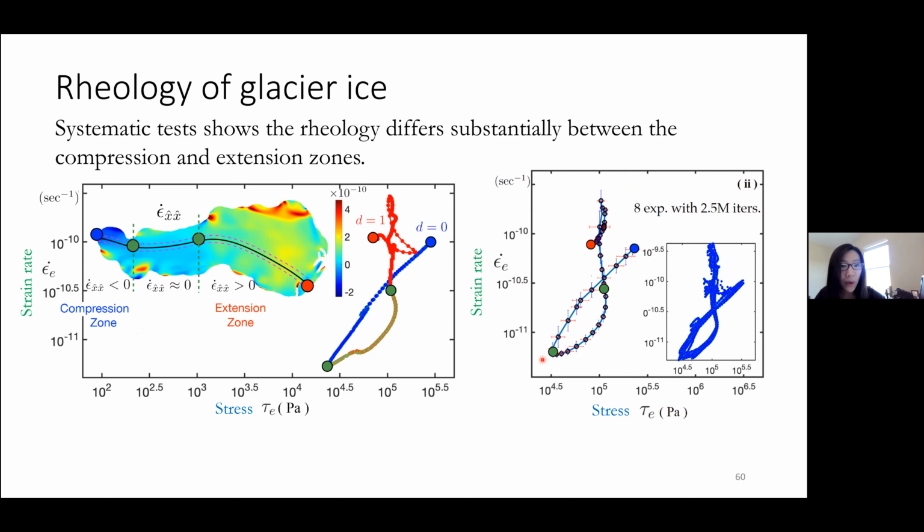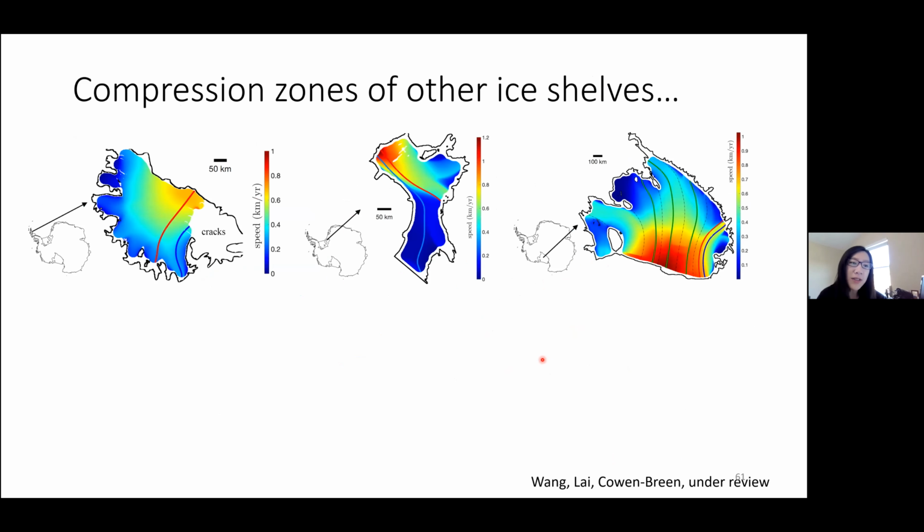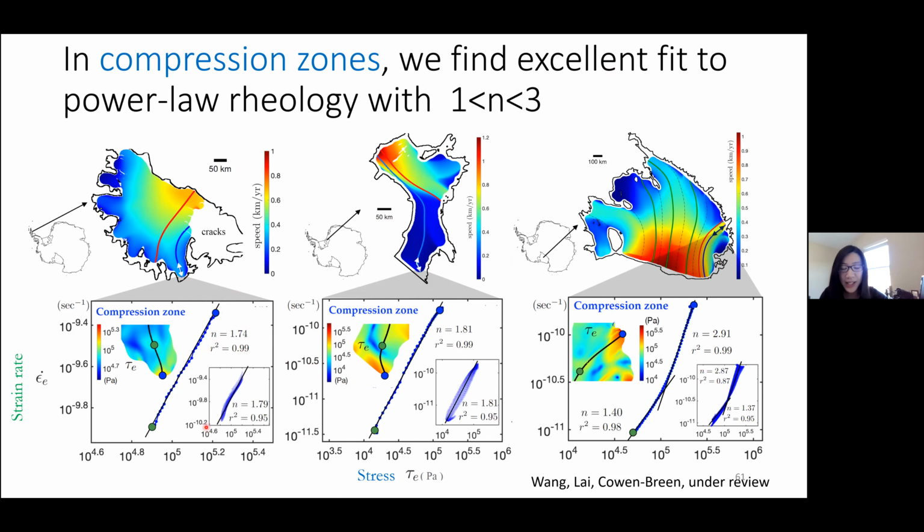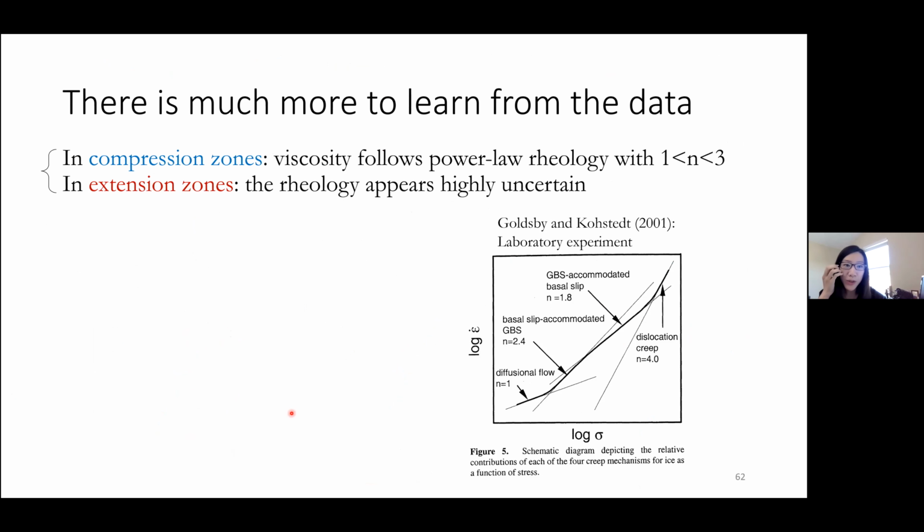And we can do this for a few other ice shelves where we look at the compressional zone, and we consistently find that the stress and strain rate exhibit a power law relationship, but with a power law exponent that varies between 1 and 3. And we can do the same trick. So we perturb the location a little bit and see a robust, reproducible result. So yeah, there's still much more to learn from the data.